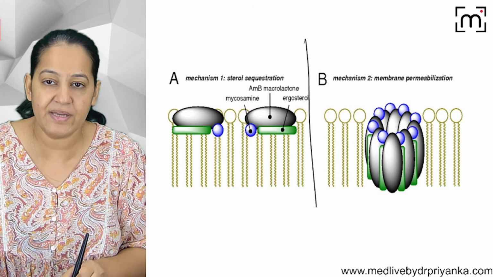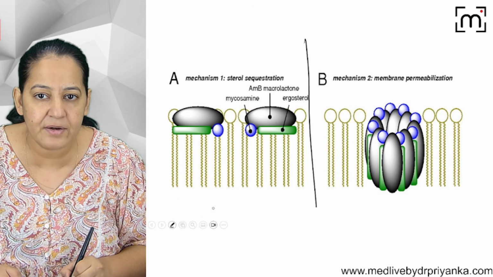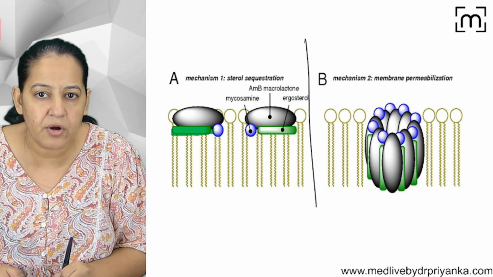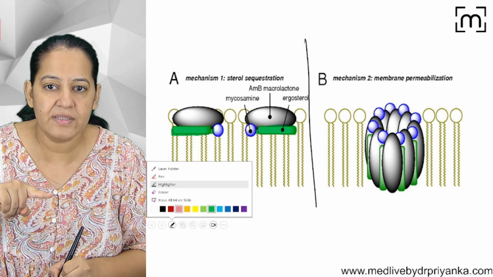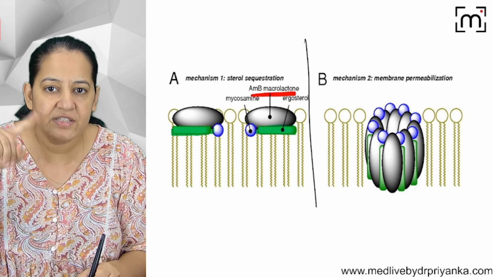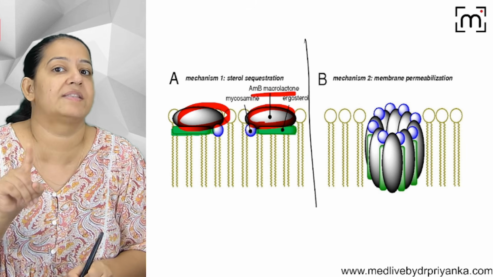In the first diagram, you can see this is ergosterol. This is the cell membrane. The green color is the ergosterol. So Amphotericin B is going, and you can see this is Amphotericin B, which is going and binding with the ergosterol. It has affinity for ergosterol in the cell membrane.